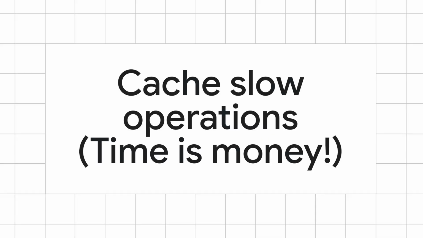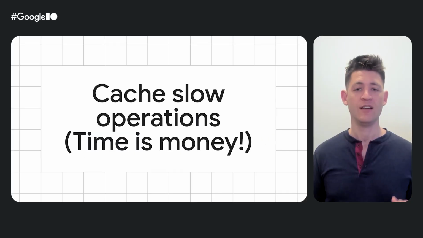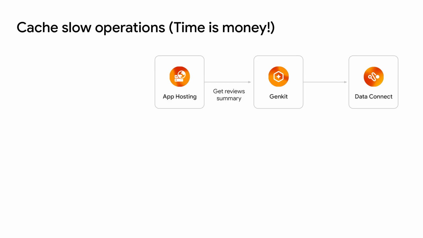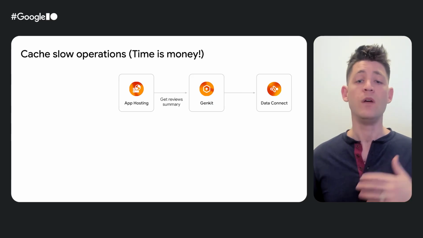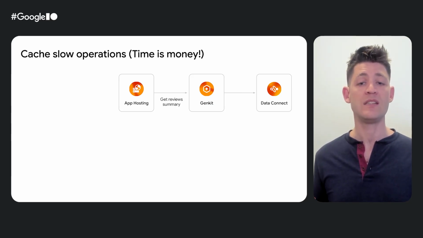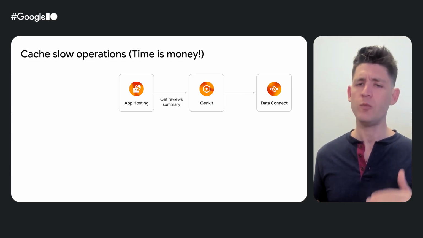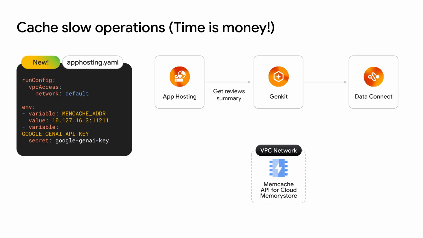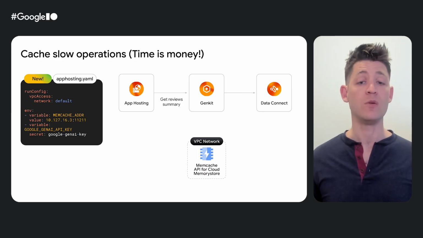Up next, we have caching to improve application performance. Several studies have shown a link between increased latency and decreased revenue. Let's quickly add a cache to our system. Generative AI is much slower than many other types of APIs, and product review summaries only need to change when there's a new review. We've already improved responsiveness thanks to Genkit's seamless support for streaming, but we can do better. Using Firebase App Hosting's new support for VPC access, our app can now talk to Cloud Memorystore, which is protected by a VPC perimeter.